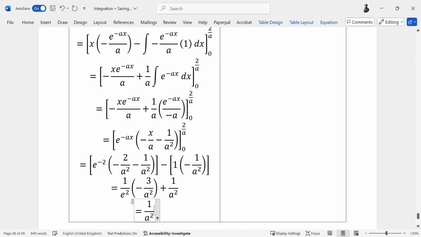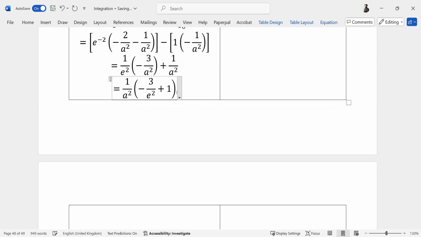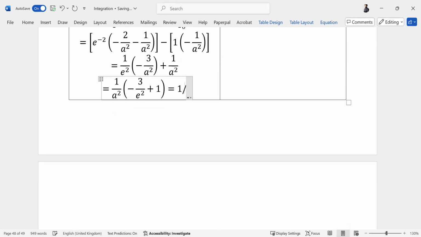1 over a square can be taken as common, minus 3 over e square plus 1, or the same thing can be written as 1 over a square into 1 minus 3 over e square.